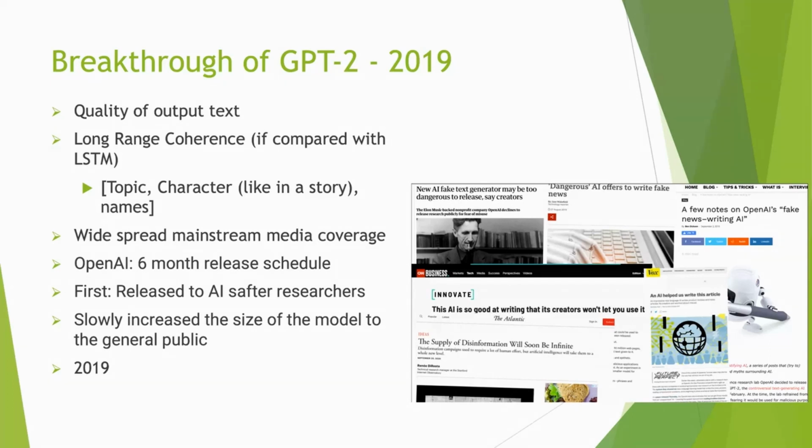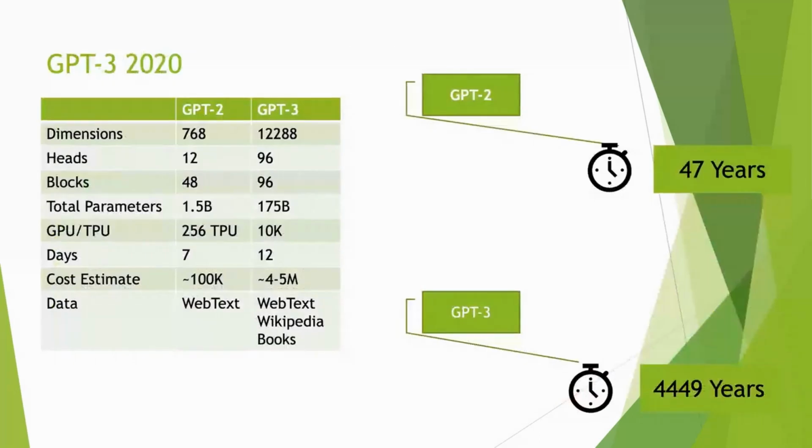And it had a lot of media coverage. OpenAI was responsible. They scheduled a 6-month release, and they had an AI safety researcher to look after the safety of the model. Then they slowly started to increase the size of the model and publish it to the public. And then we have GPT-3.